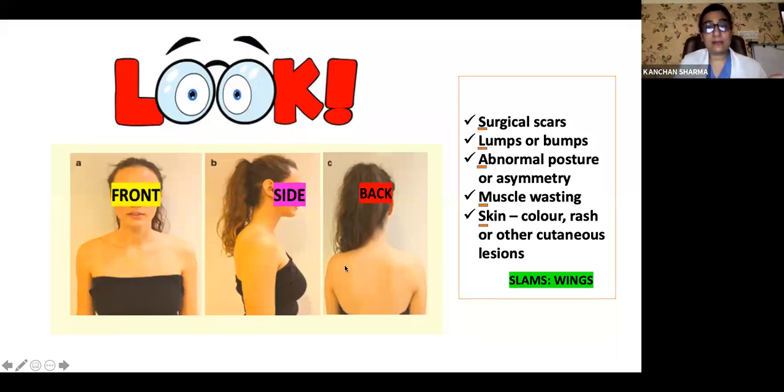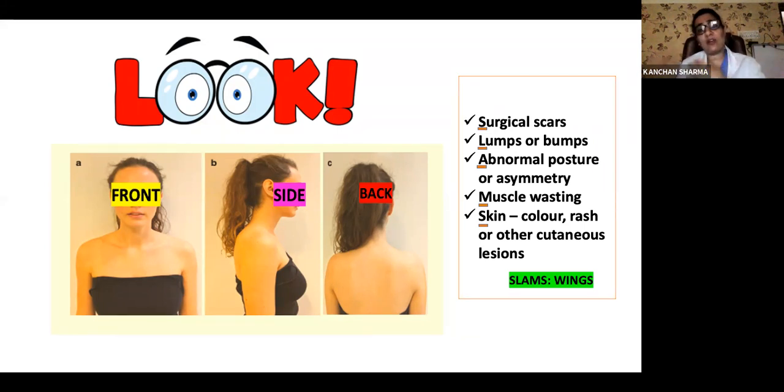Look for the muscle wasting of this deltoid area. And of course, this is the spine of the scapula. You're able to see it, I don't know, but this is the spine of the scapula. So look for the muscle wasting above or below the spine of the scapula. And just have a look at the skin, look for any color changes or any rashes.